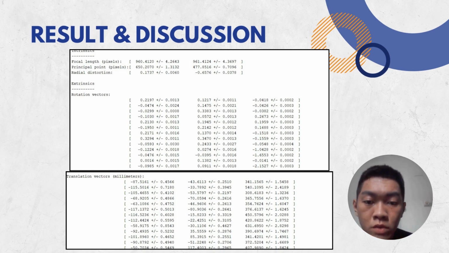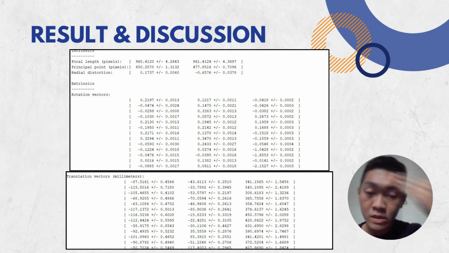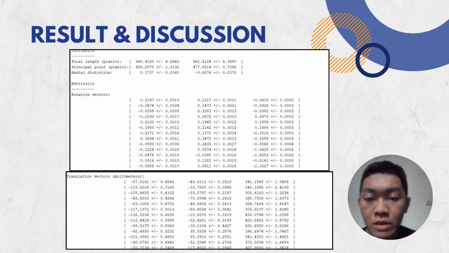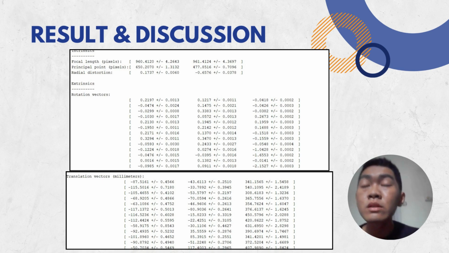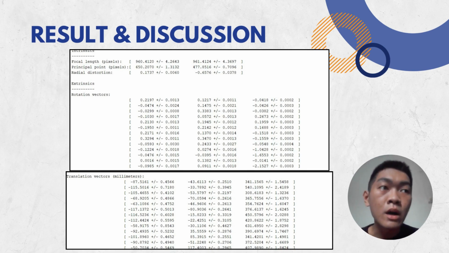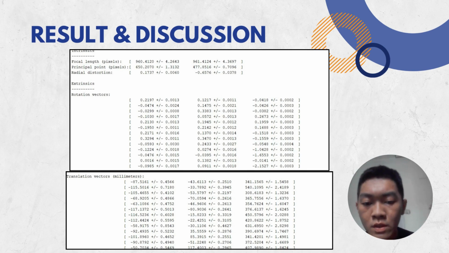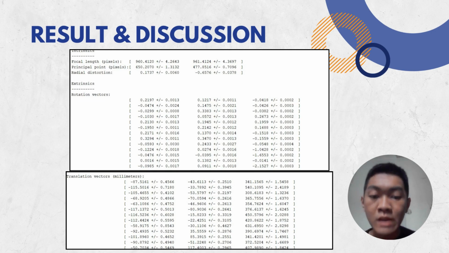So why are there three values of vectors? Because there's x-axis, y-axis, and z-axis, as in 3D. Yeah, and there are 13 sets of values, which stands for, we have 13 pictures for this assignment.